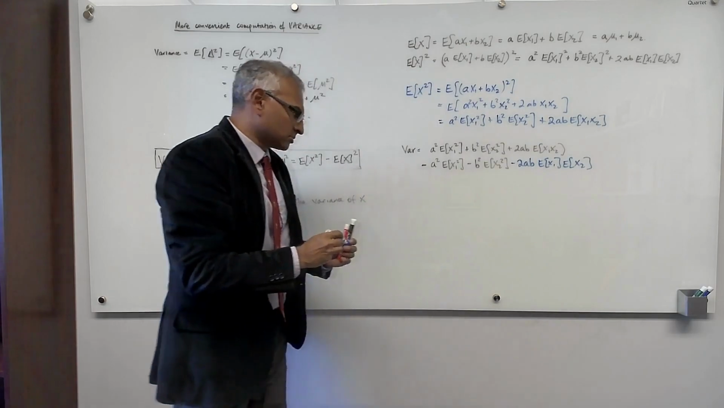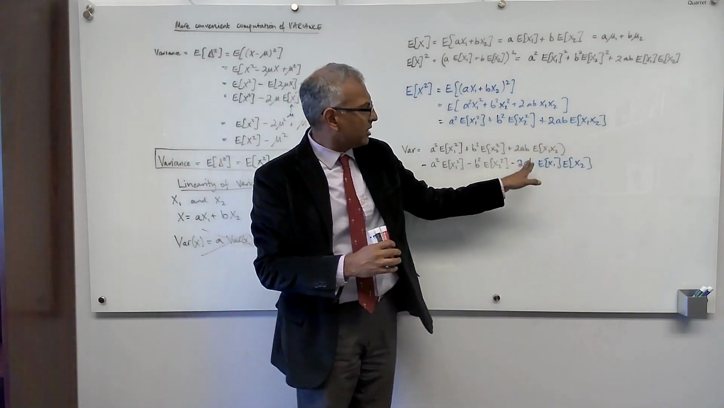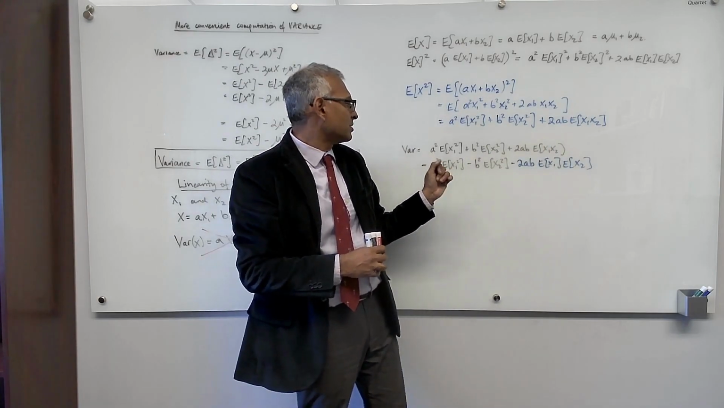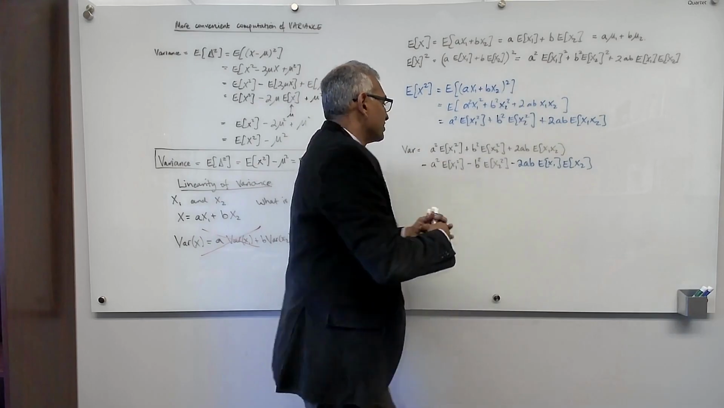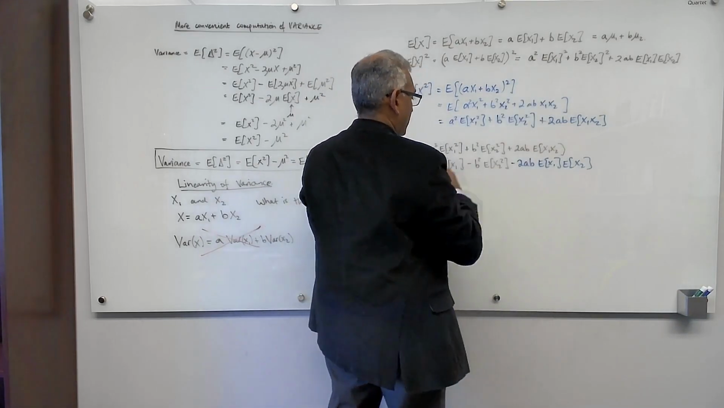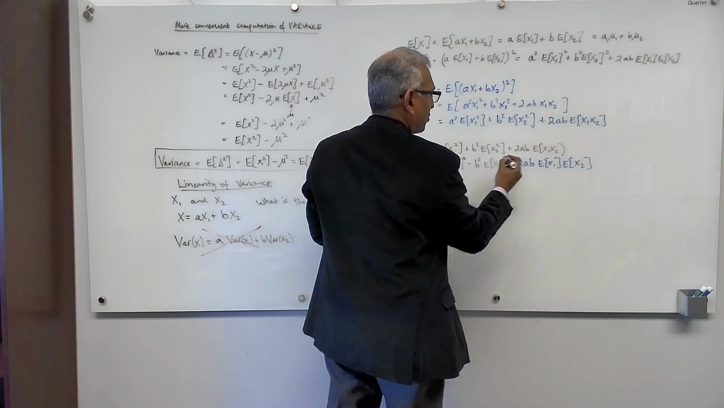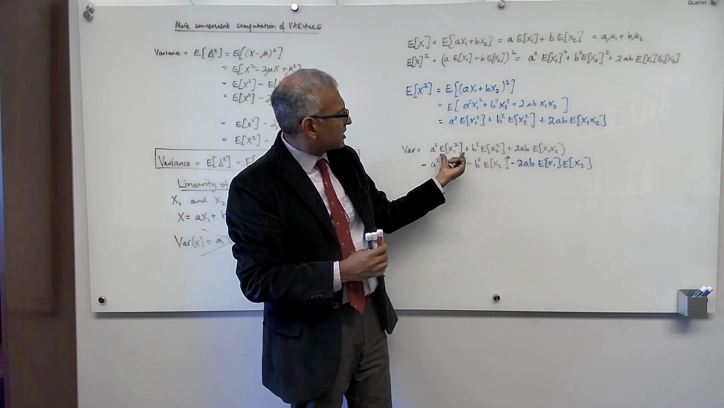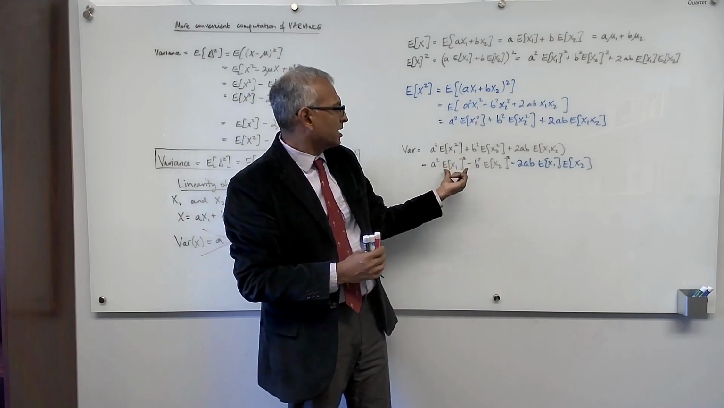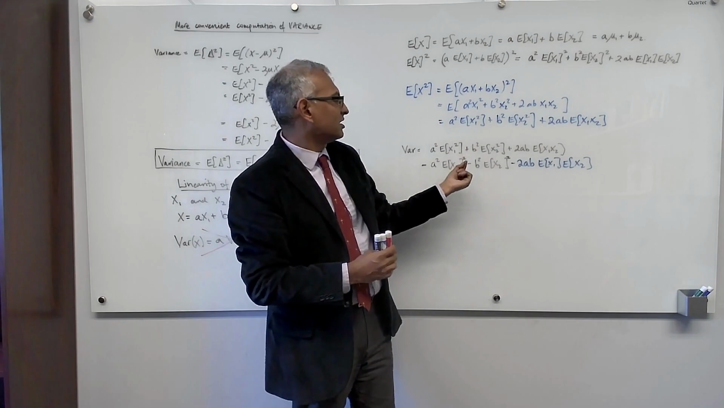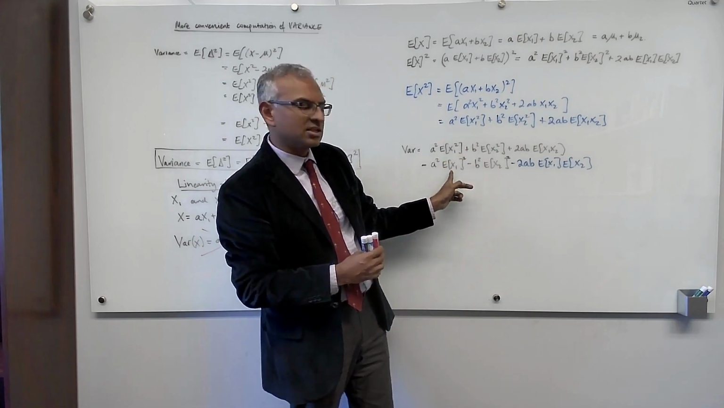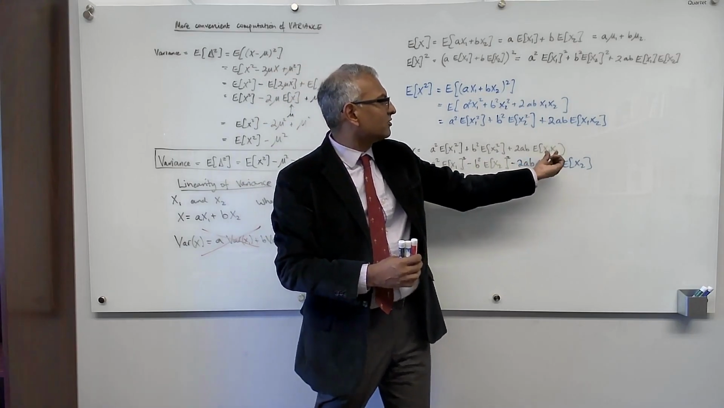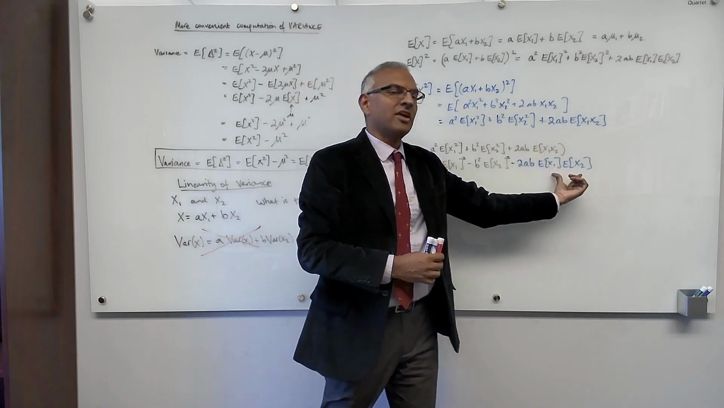I want to emphasize that these terms are slightly different. Here I have a squared times the expected value of X1 squared, and here it's X2 squared. So you have the same type of expectation: the expected value of X1 squared, and here the expected value of X1, the quantity squared. So this is the expected square minus the square of the expectation. Here you have the expected value of a product minus the product of expected values.